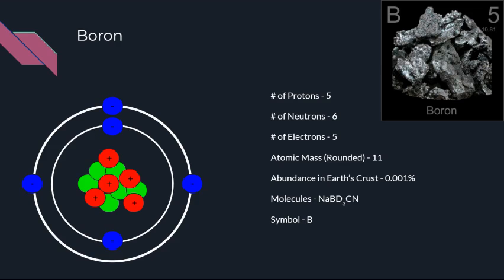So, our first element today is boron. There are 5 protons, 6 neutrons, 5 electrons. A relatively simple atom. Once again, I haven't seen any of those in a long time since last time it was transition metals. Anyway, the atomic mass is rounded to 11, and the abundance in Earth's crust is essentially just 1,000th. Molecules include NaBD3CN. And the symbol is B.